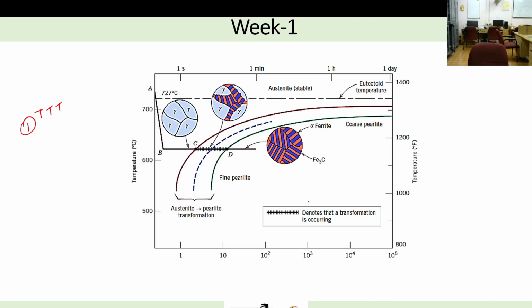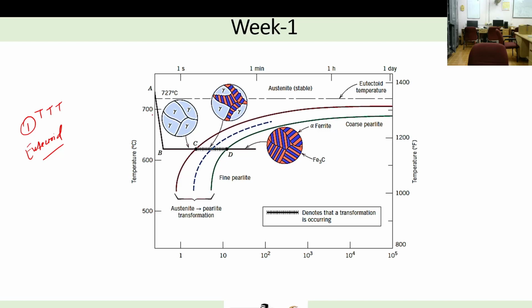So this TTT diagram, I have taken it for the composition of eutectoid steel. So this is a TTT diagram of eutectoid steel, and for different steel the diagram will be changed, right? Because the phases will be changing, so it may shift right, left, or some other phase may appear. But here it is shown for eutectoid composition. So here what we can learn from this diagram is at what time which phase will appear and at what temperature it will appear, right?